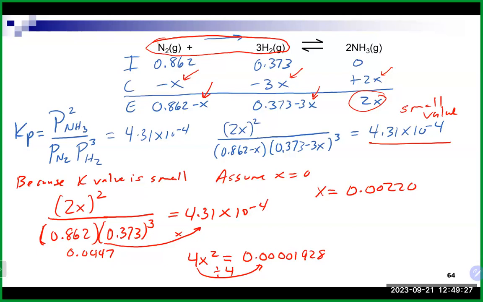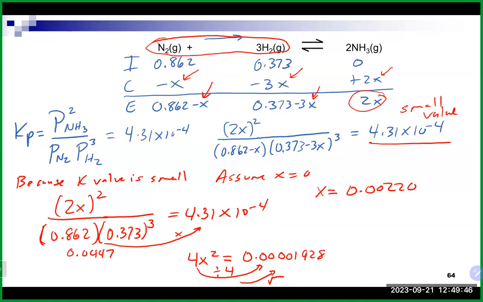First off, any questions on that math there? Again, I divided by 4 and then I took the square root. Now that we made this assumption, when we make an assumption like this, we actually have to check our assumption to make sure it's okay.